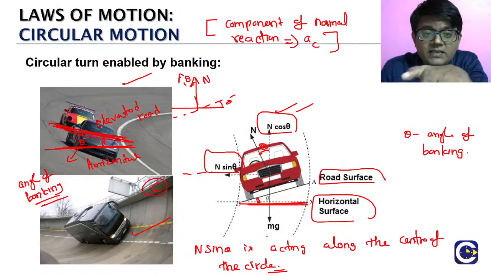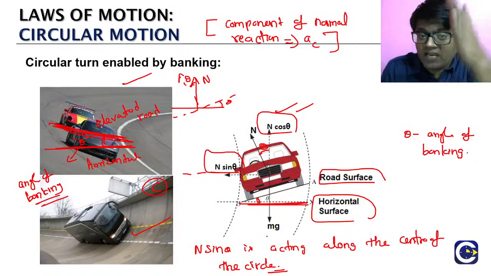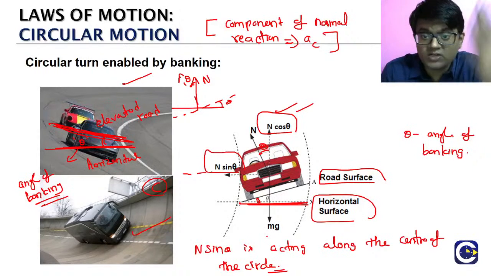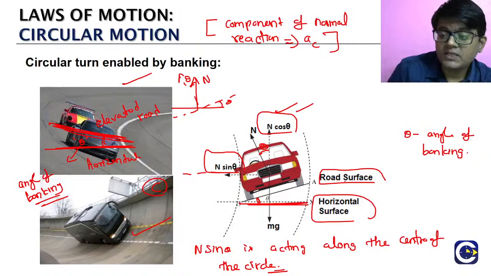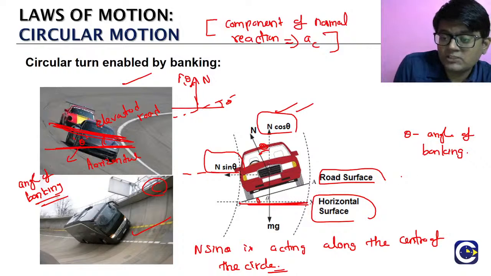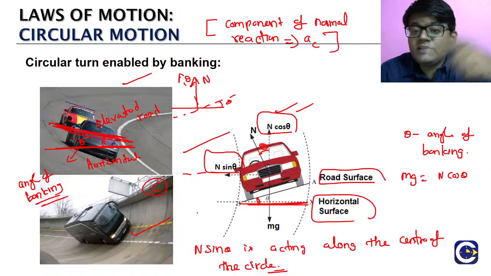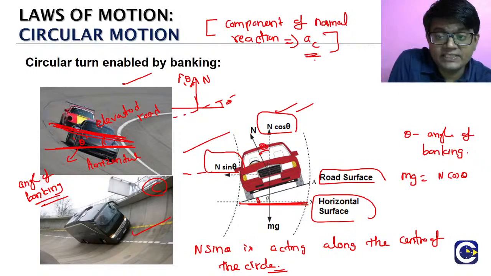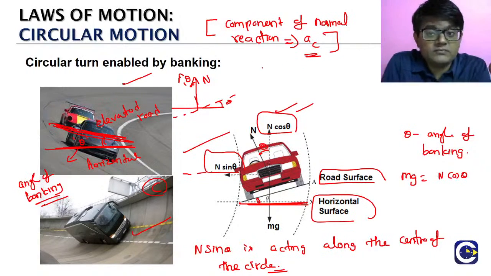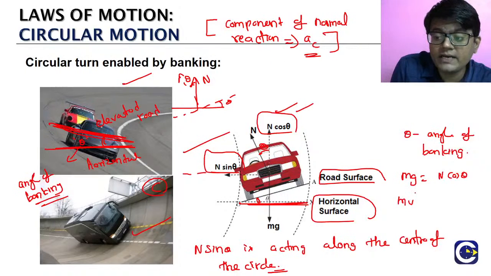The car is taking the turn, but the car does not have any vertical motion. Means what? In the vertical direction, the forces must balance. Downward is mg. mg should be equal to N cos theta. And N sin theta is providing the centripetal acceleration, right? Means what is the force that is required? mv square by r, right?